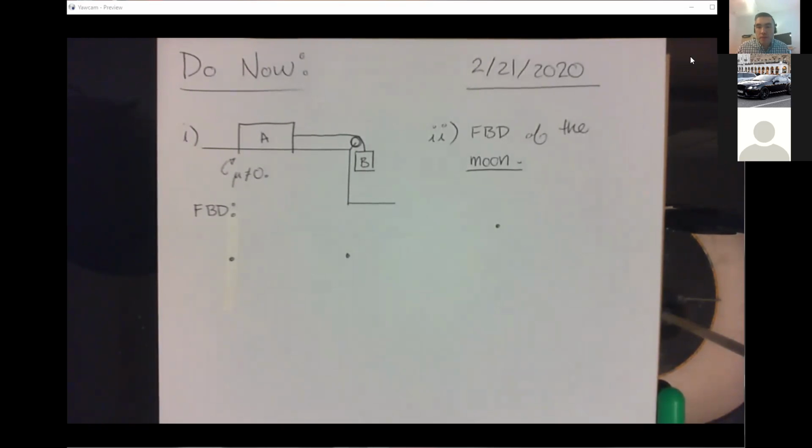Item number 1. I have kind of an Atwood's machine type setup. Technically, it's not an Atwood's machine because the left-hand side isn't dangling freely. But I have 2 carts here where object A has some mass. We would just call it mass A. It's actually irrelevant. But it's a block and it's sitting on a surface and it has friction. And then block B is hanging off of the edge.